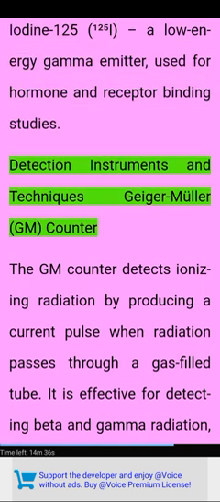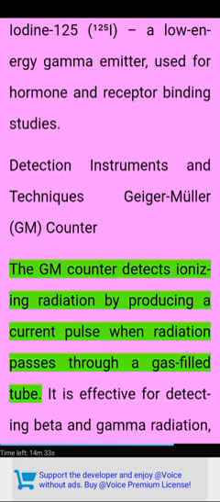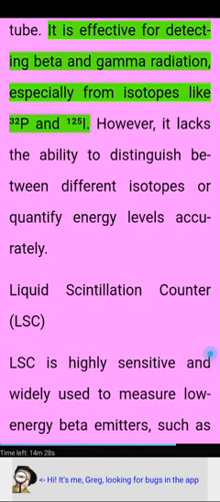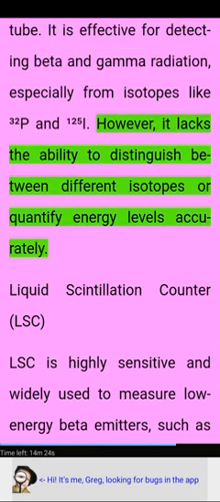Detection instruments and techniques. Geiger-Müller GM counter. The GM counter detects ionizing radiation by producing a current pulse when radiation passes through a gas-filled tube. It is effective for detecting beta and gamma radiation, especially from isotopes like ³²P and ¹²⁵I. However, it lacks the ability to distinguish between different isotopes or quantify energy levels accurately.